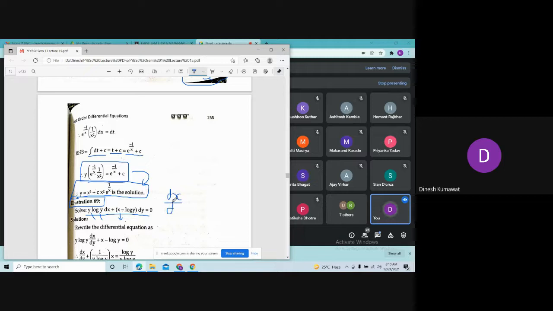Okay, so here we are having dx by dy into y log y plus x is equals to log y. Is this clear?